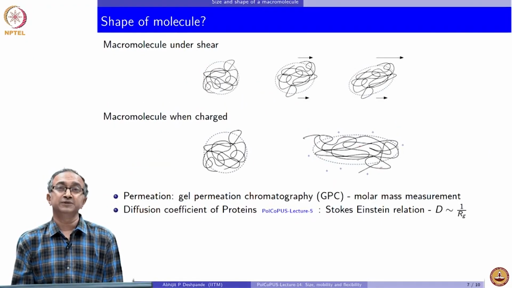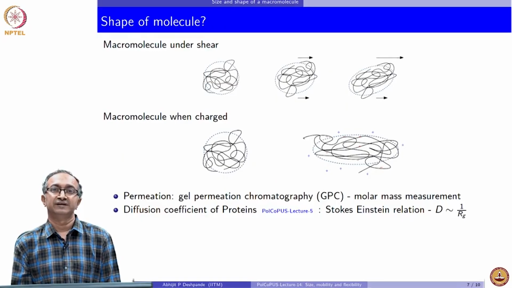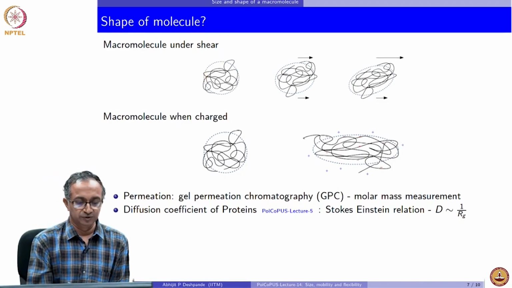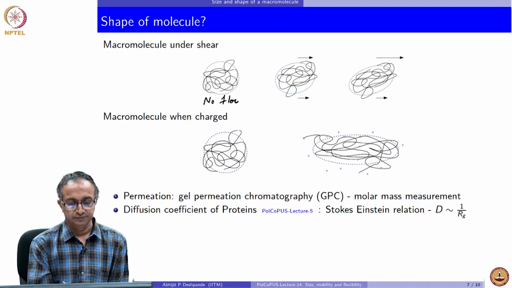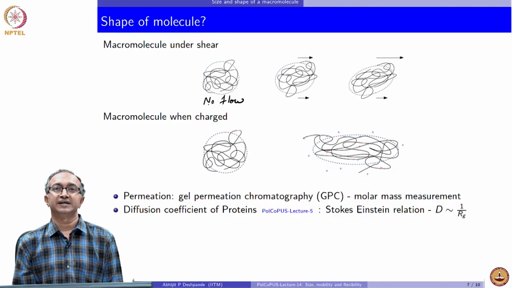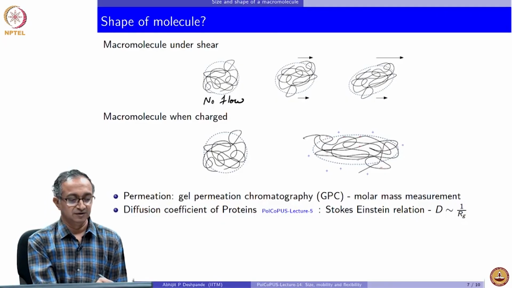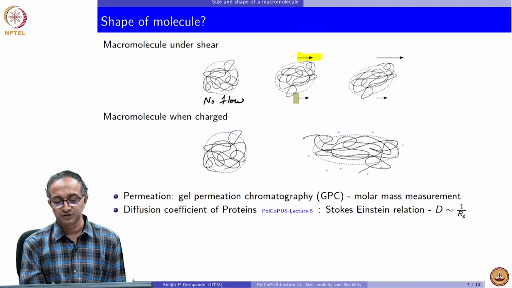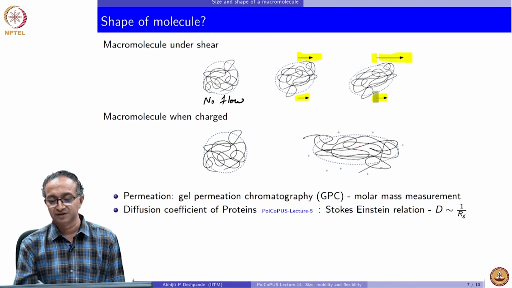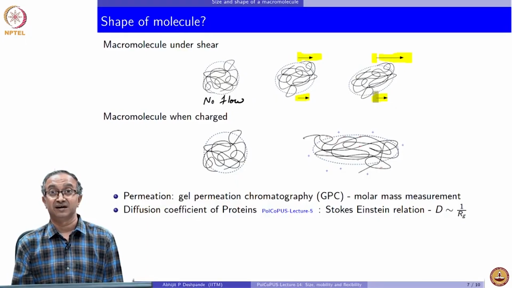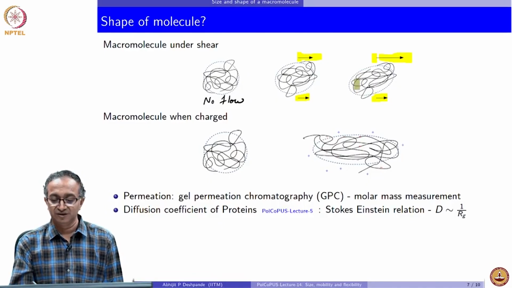And what happens to the size and shape of macromolecules when we apply shear? So for example, when there is no flow, the molecule is almost spherical volume. But if we apply shear, then part of the macromolecule has to be moving faster compared to the other part. If we increase the shear rate, and we will discuss this during polymer processing and rheology, now this macromolecule has a tendency to get stretched.